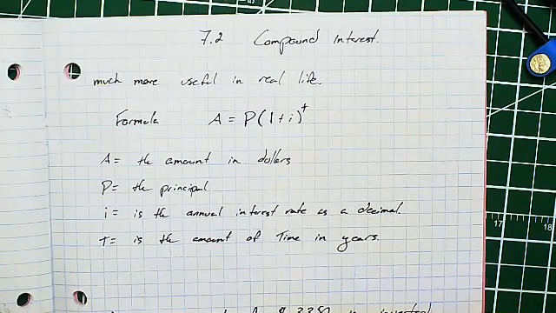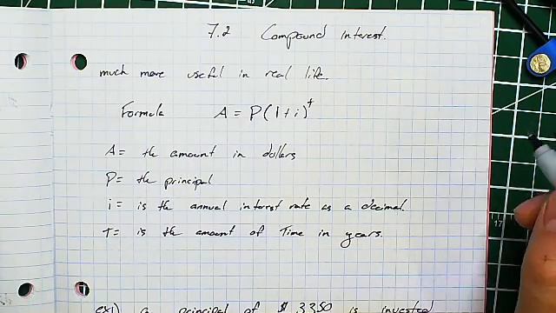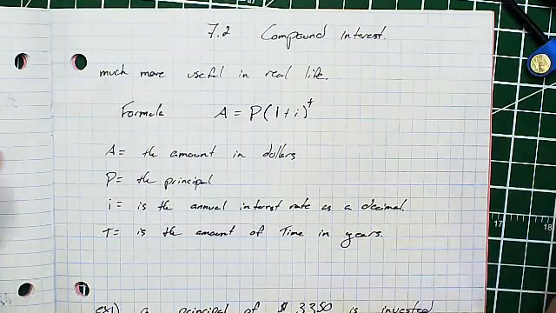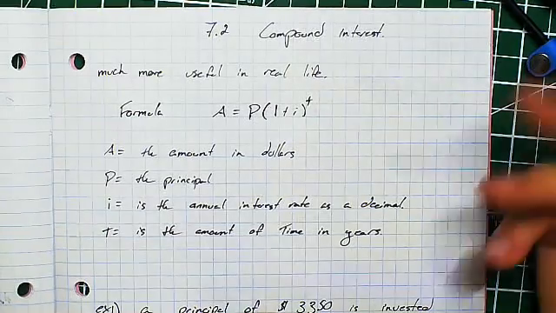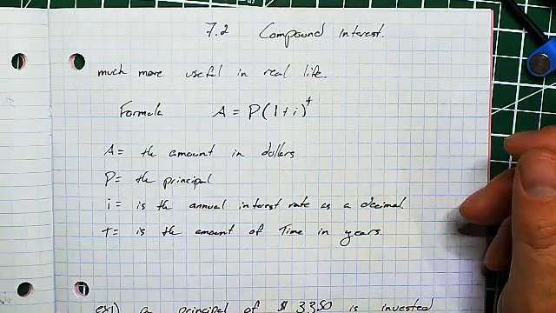This is 7.2 for Pre-Cal 11. This is all about compound interest. Probably a much more useful formula and calculation for you guys, especially in about 2 years when you go off and start getting college loans or buying cars and houses and that kind of thing.